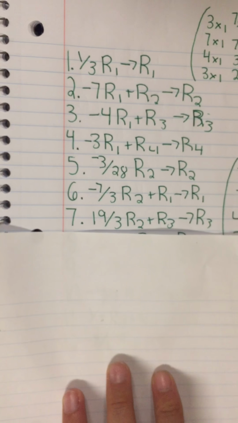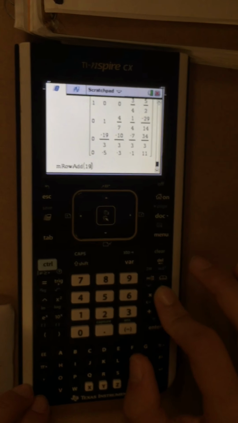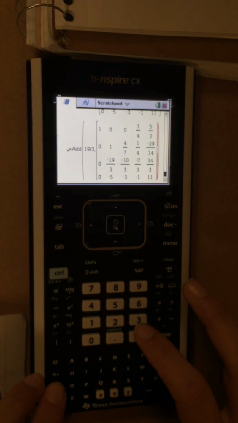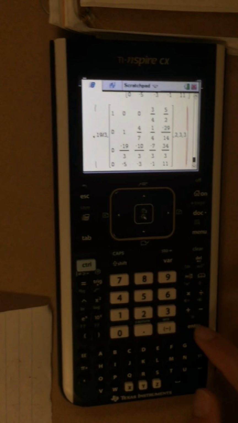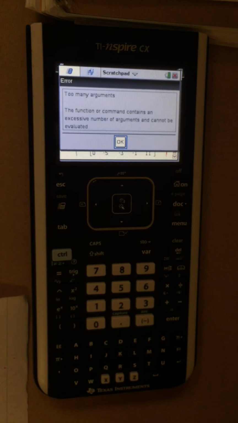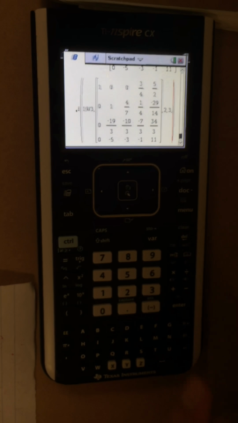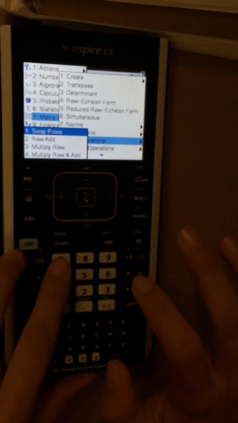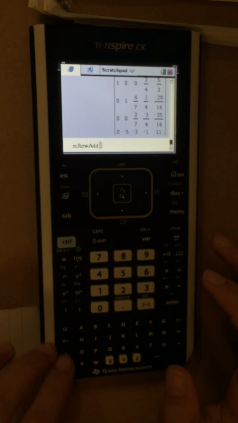After you've gotten that 0, you need to make negative 19 over 3 into a 0 by adding 19 over 3. Lastly, with this column, you need to add 5 to row 4 by doing row 4 plus 5 row 2 and putting it into row 4 to get its 0.